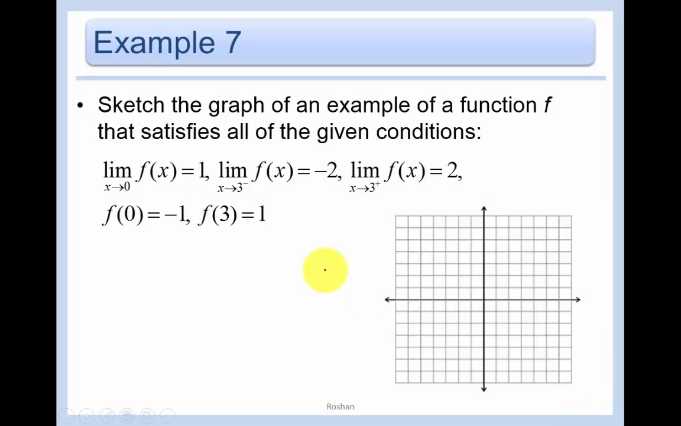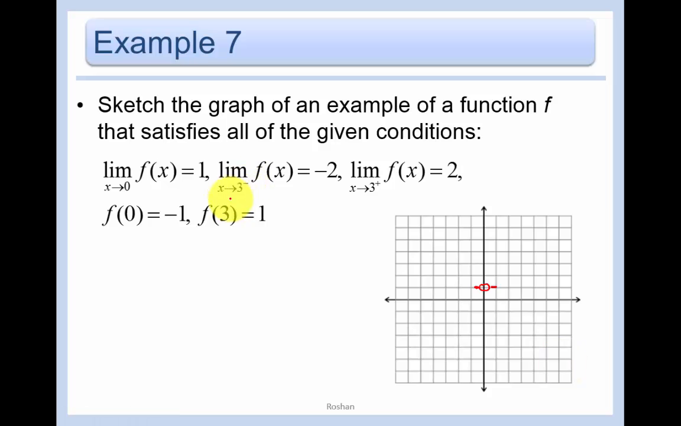Okay, let's close with this example here. Sketch the graph of an example of a function f that satisfies all the given conditions. So the first thing, it says that the limit as x approaches 0 of f of x equals 1. So I don't know what's happening at 0, but I know since it says the limit as x approaches 0, it must be from the left and from the right. So I'm getting close to a y value of 1 at x is 0. So I'm going to put an open circle because I don't yet know what's happening there. And I'm going to put a left tail because I know it's happening from the left, and a right tail because I know it's also happening from the right.